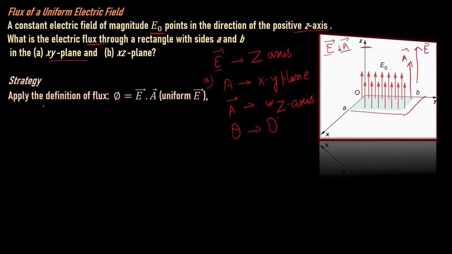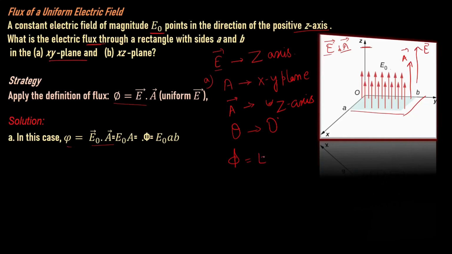So now in solving, again we have to apply the definition of the flux. On applying the definition of the flux, we get the flux as E naught dot dA. If we solve it, flux becomes E naught dot product of area vector, and this time the dot product will open, we will get E naught A cos 0 degree. And we know that the value of cos 0 degree is 1. So it becomes E naught A. What is the area? Area is A into B, that is length into breadth.